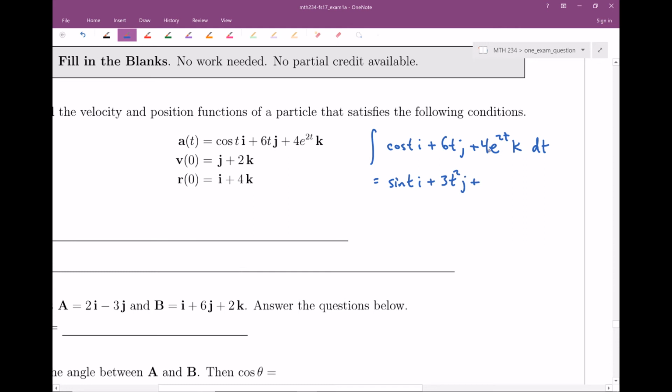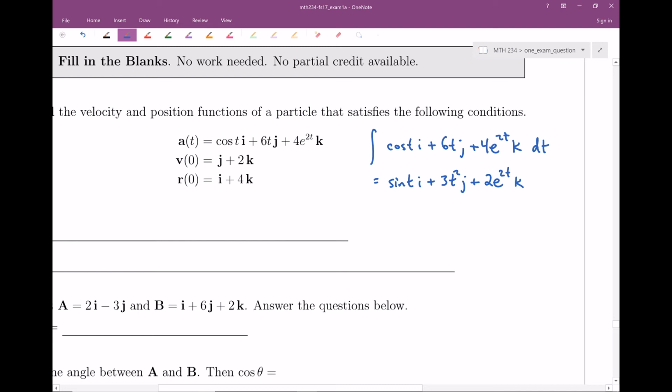And finally, the integral of 4e to the 2t, well, this one, technically there's a chain rule, because there's this 2t, aka this is technically a u substitution. But if you do a little guess and check, I hope that we can get 2e to the 2t. Double check. If you take the derivative of this, you should get back to where we started. And that's, of course, in our k component.